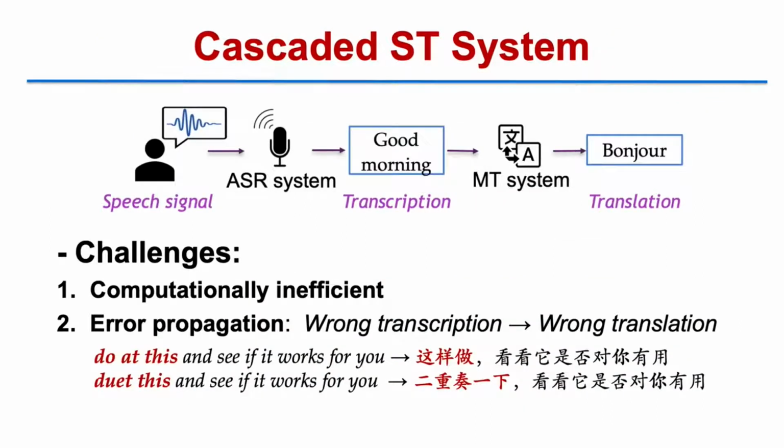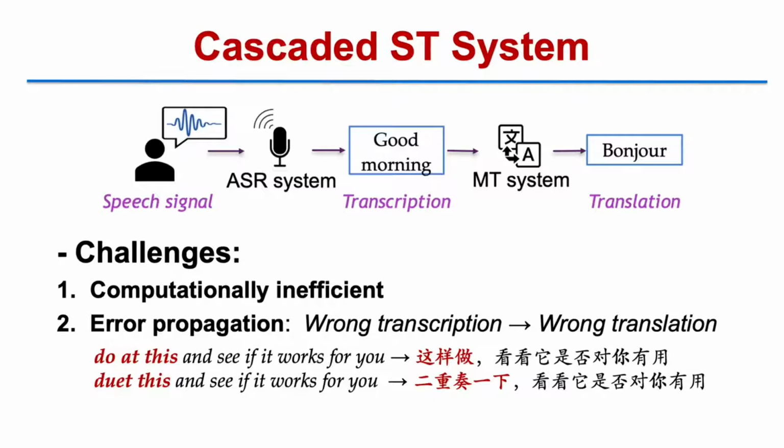Traditionally, the cascaded model is pretty popular. That is, to first go through an automatic speech recognition model to get the transcription, and then go through a machine translation model to get the final result. However, there are two main challenges. First, it is computationally inefficient. Second, it is likely to encounter error propagation issues. When we get errors in the transcript from the ASR system, the wrong recognition result will bring wrong translation.